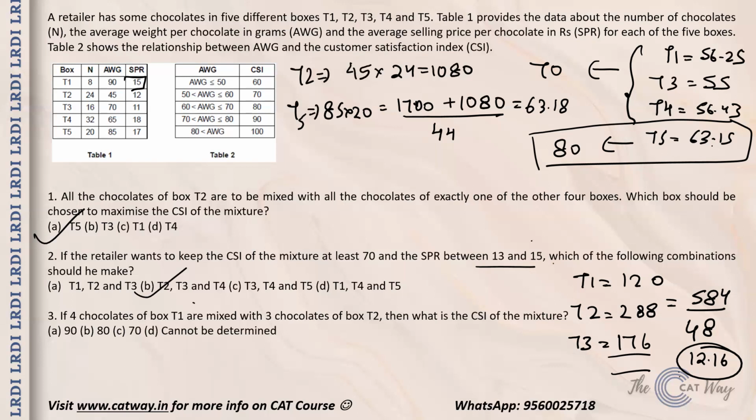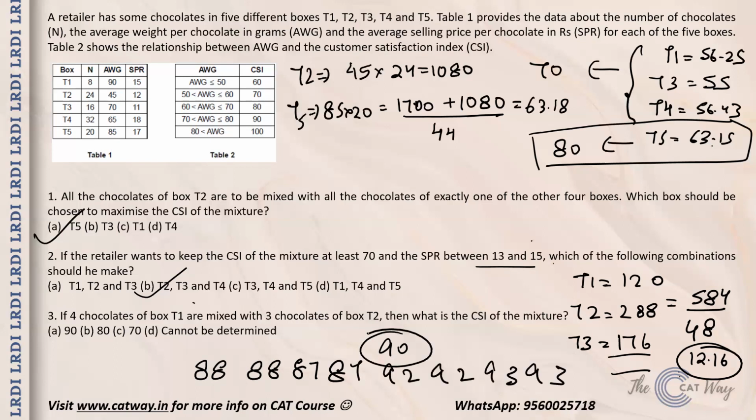Okay. Then coming to the third question, if 4 chocolates of box T1 are mixed with 3 chocolates of box T2, then what is the CSI of the mixture? Now, guys, you know the average weight of the chocolate, but for the entire box. But what you do not know is the exact weight of each chocolate. Like, if you talk about T1, the average weight is 90, but there could be some chocolates that, let's say, 2 are 88, 2 are 87, 2 are 92, and 2 are 93. So this is how the average has turned out to be 90.